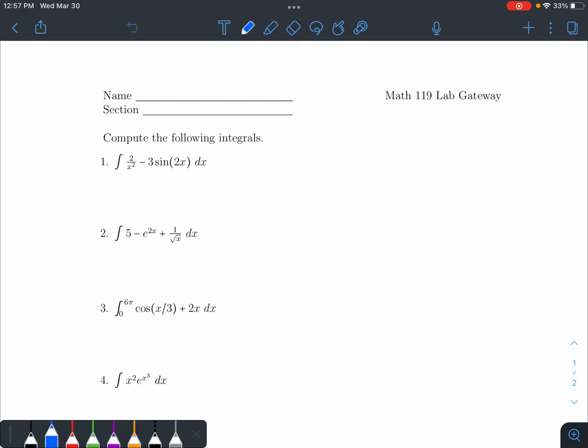Let's go over the in-person gateway from yesterday. So 2 over x squared. A common mistake here is people will put that this is like ln of absolute value of x squared, or 2 times that or something like that.